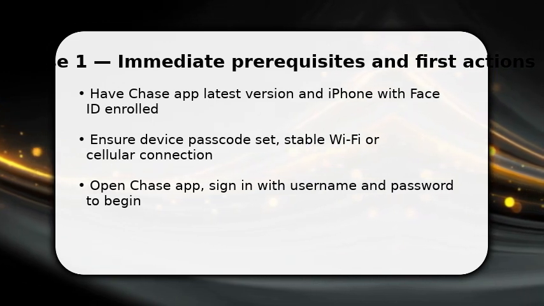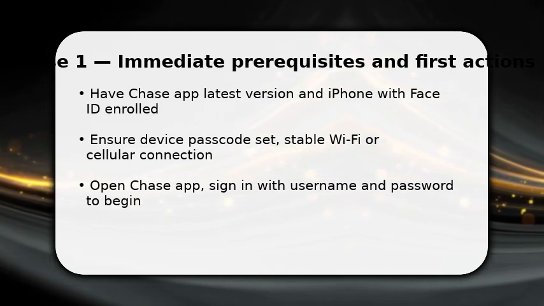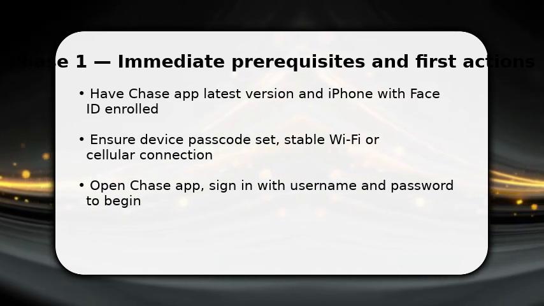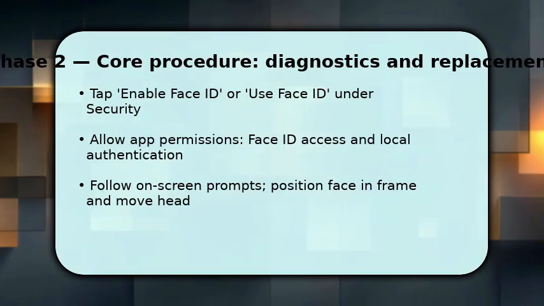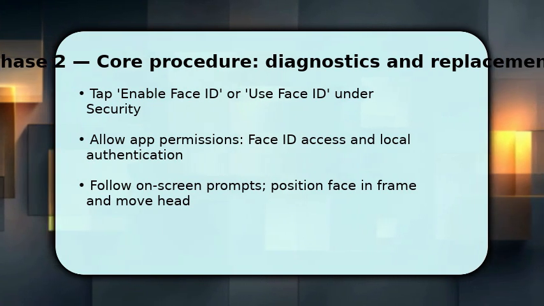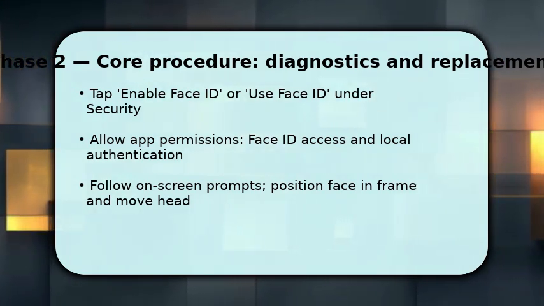Tap Security or Login Preferences and choose Biometrics. This first step registers the app to use the phone's system-level Face ID rather than creating a separate Chase PIN. You'll see an Enable Face ID or Use Face ID toggle. Tap it to begin. The app asks permission to use system authentication. Grant that so Chase can call Face ID when logging in.